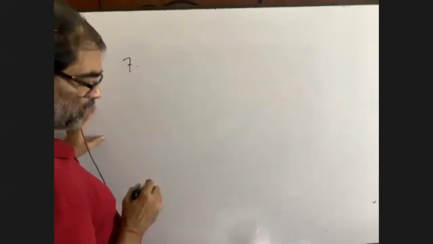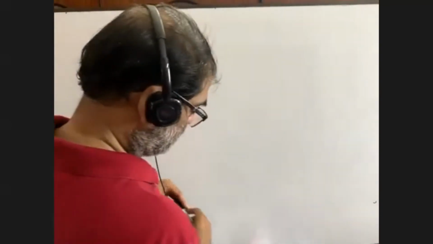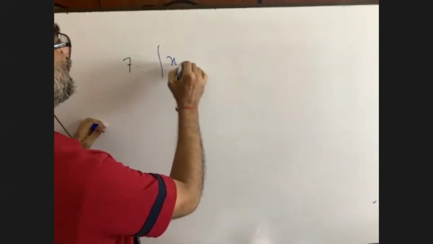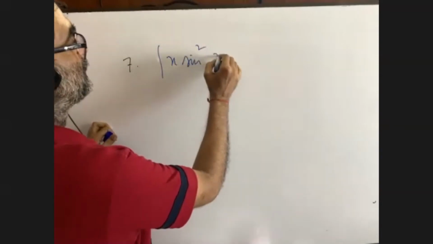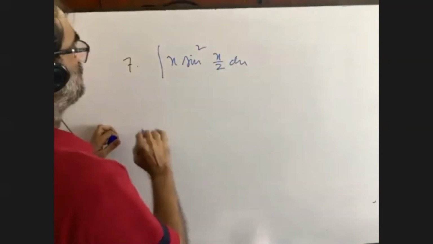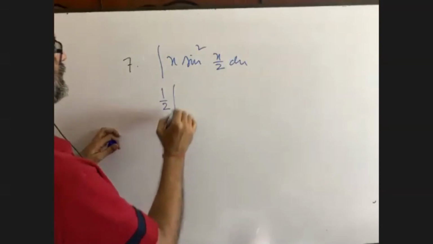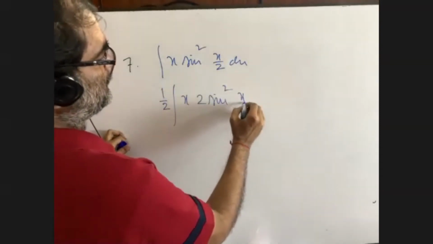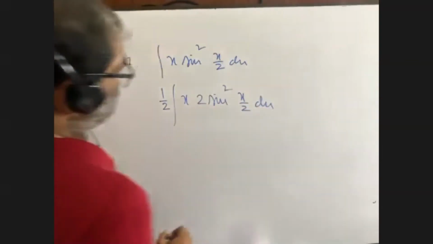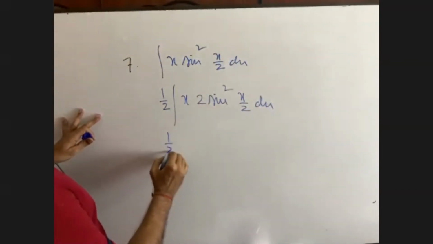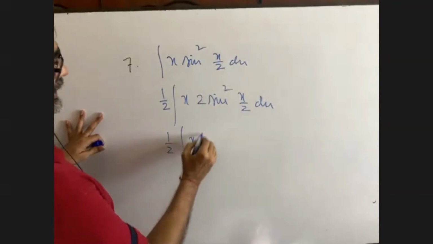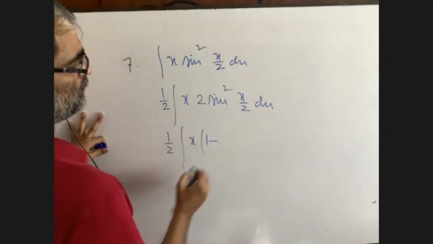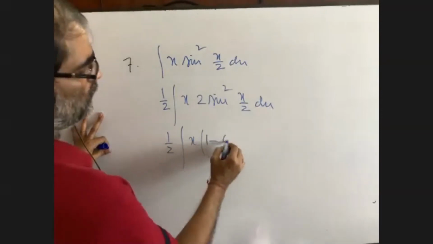So question number 7. What is question number 7? It is x sin square x by 2 dx. Same math: half x times 2 sin square x by 2 dx, right? That is half, it is x. What is the formula? 1 minus cos x.